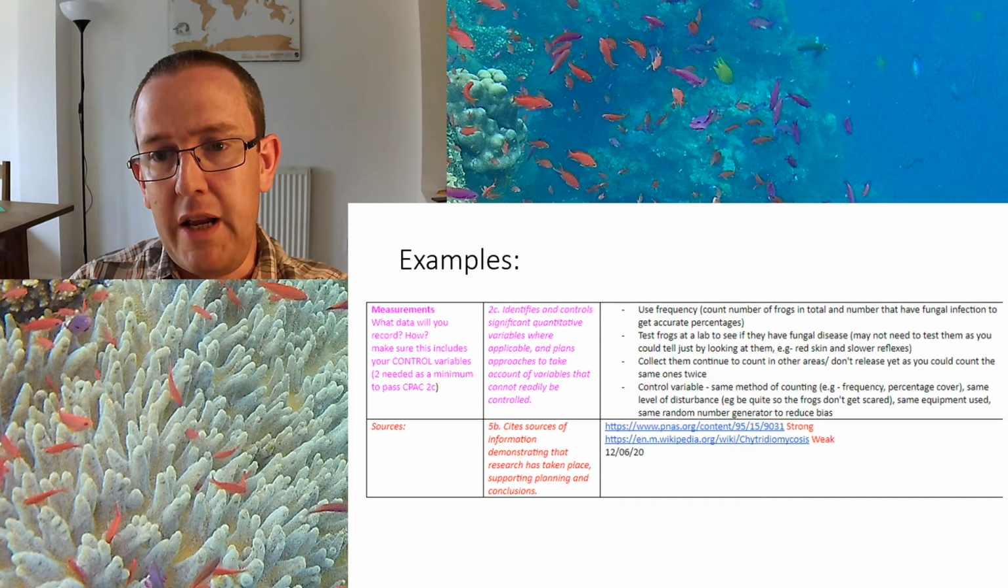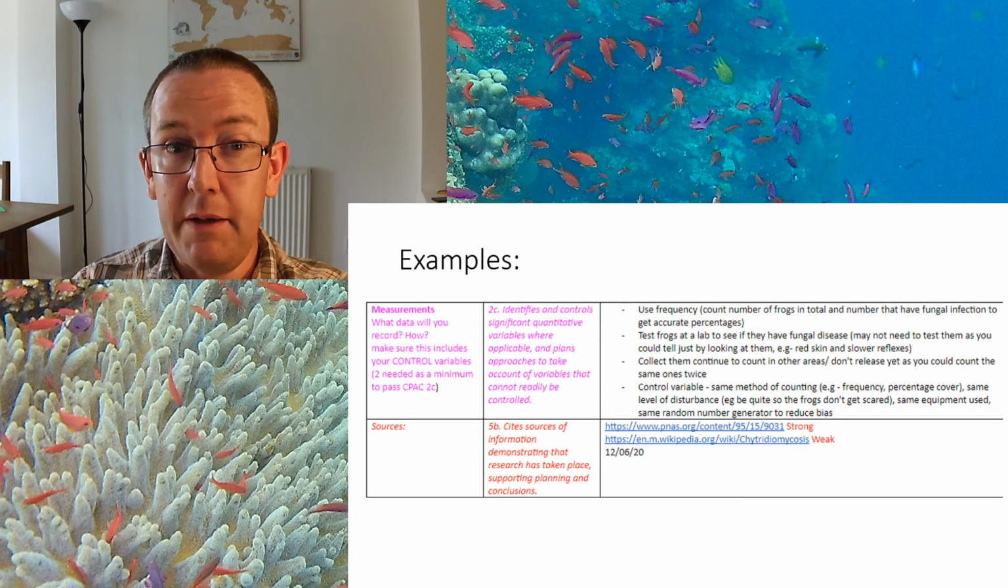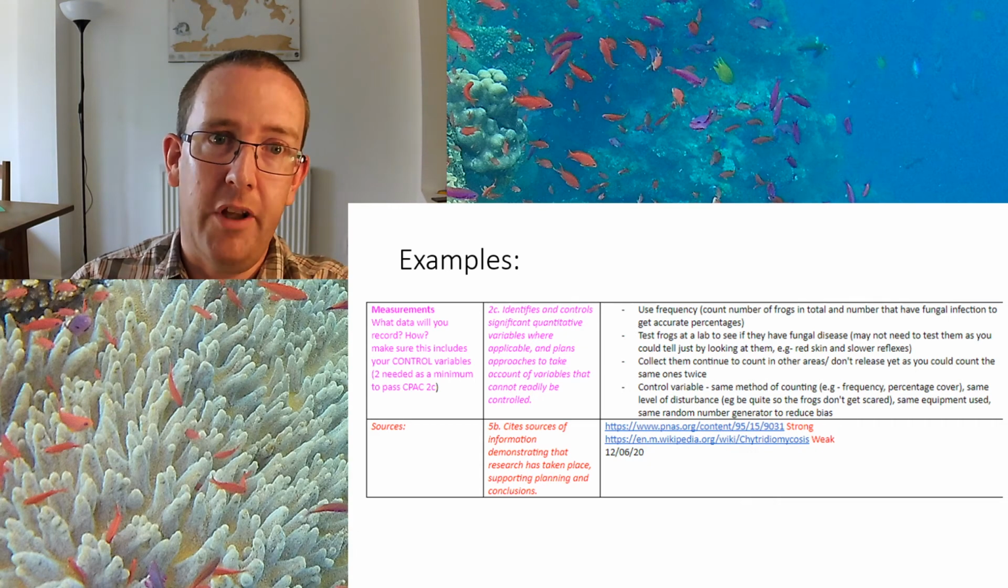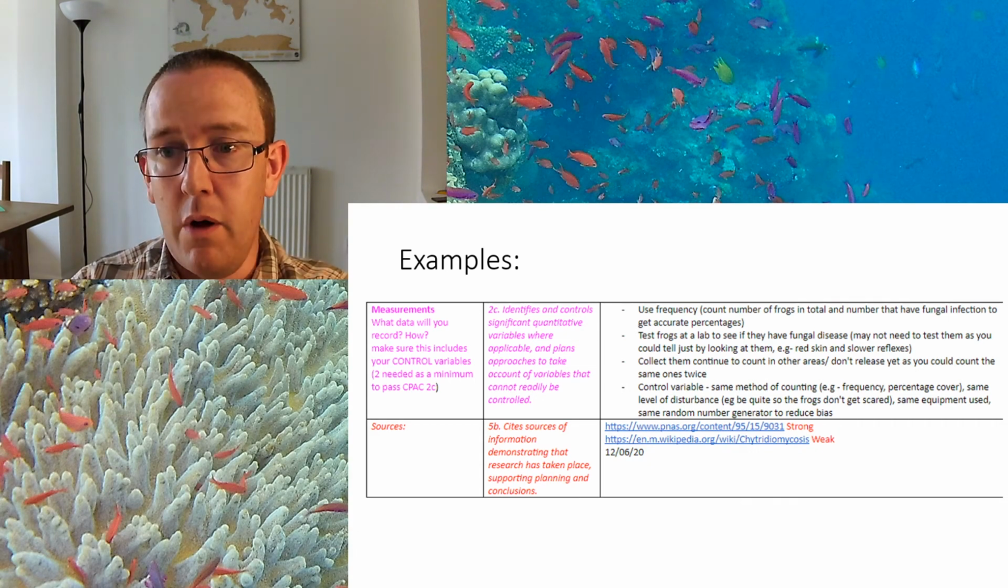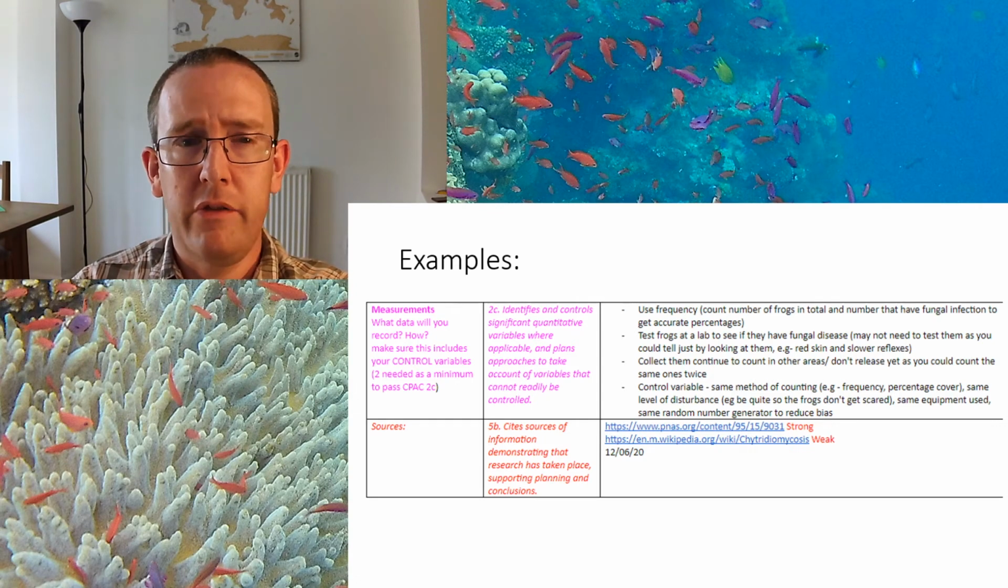So, for example, be quiet so the frogs don't get scared. You're hoiking them out of their pond. I think they're probably going to be a little bit upset, but such is life. Same equipment. What equipment? Same random number generator to reduce bias.